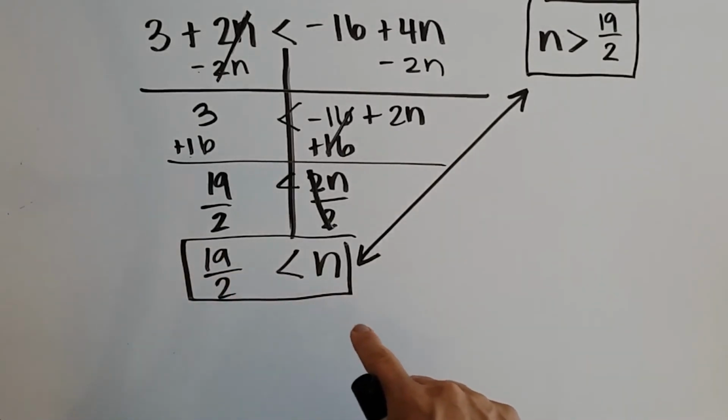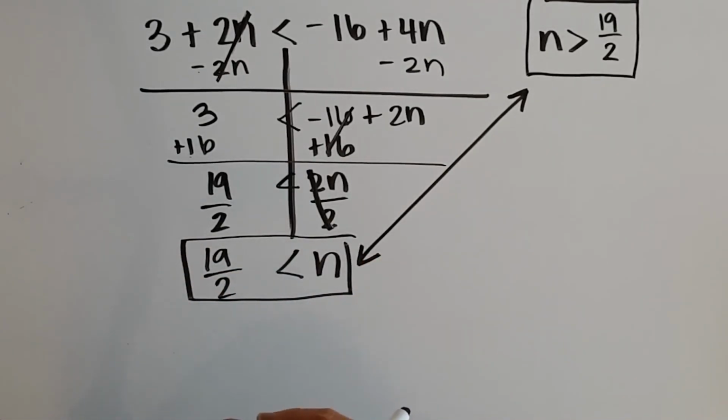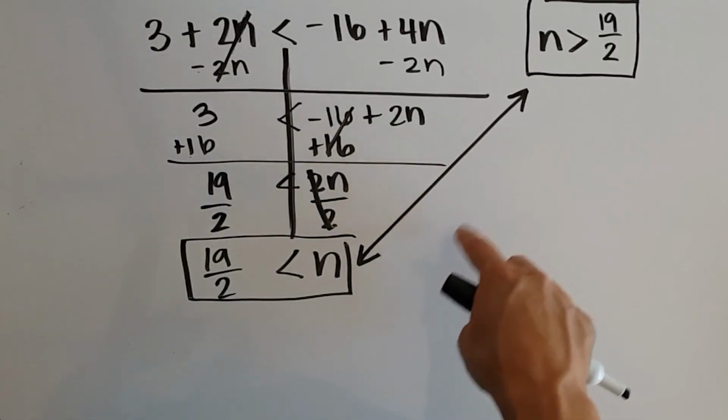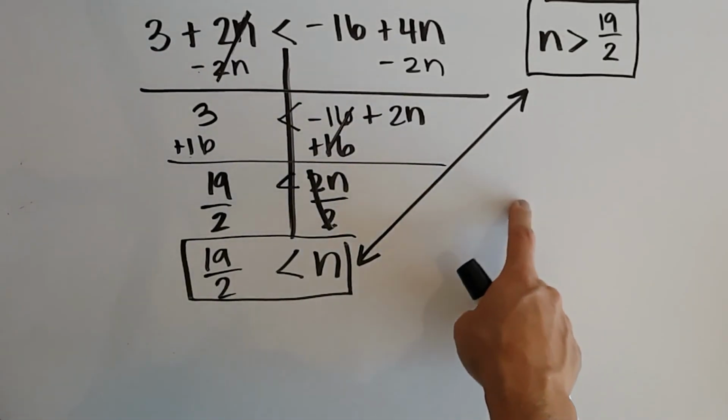So that's why, another visual for why we have to flip the inequality symbol when we divide by that negative, because if I had just moved the variables to the other side, I should get the same answer regardless of what I do. So that's it.